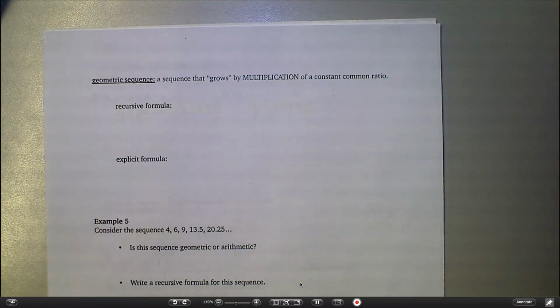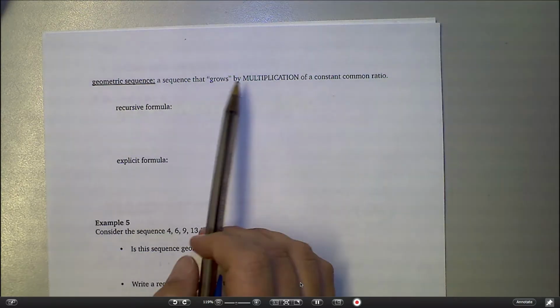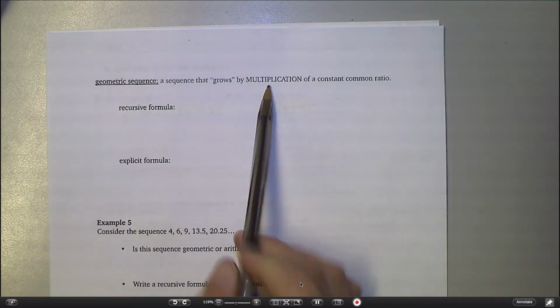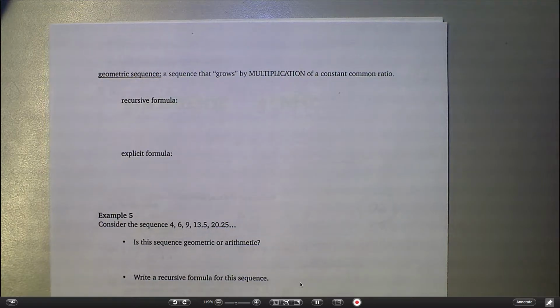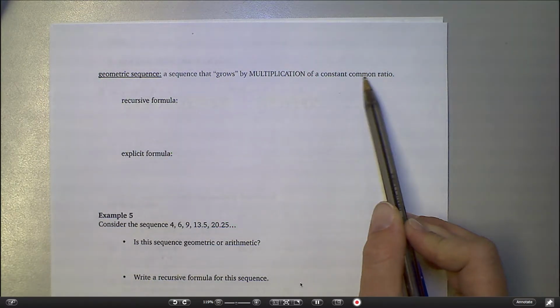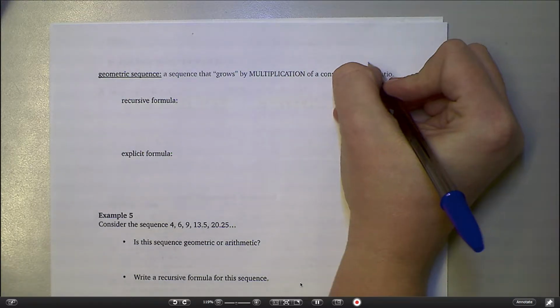Guys, one more here. Geometric sequences, kind of the flip side to the arithmetic sequences we were just talking about. A geometric sequence is a sequence that grows through multiplication. And just like before, when I say multiplication, division would be okay too, because that's really multiplying by a fraction. This time, because we're multiplying, we don't call it a common difference, we call it a common ratio. And so now we're going to use the letter R.